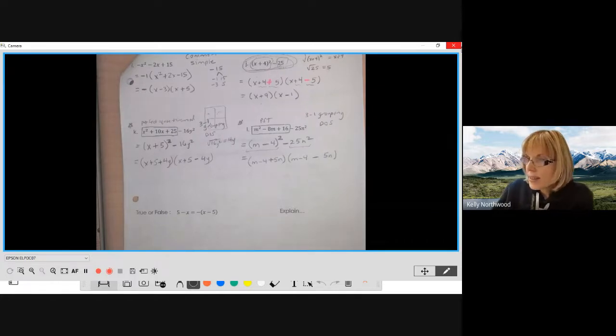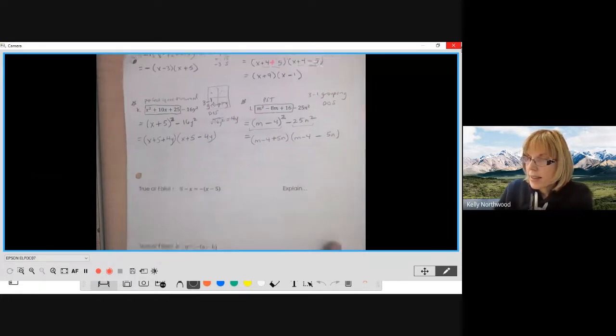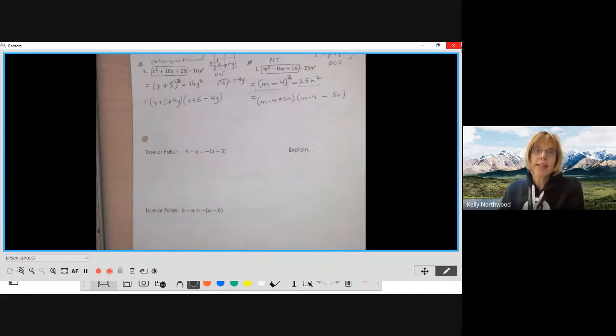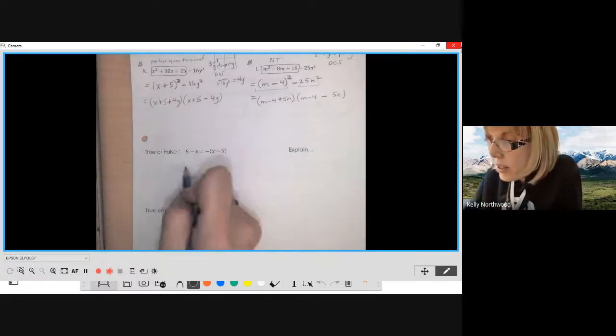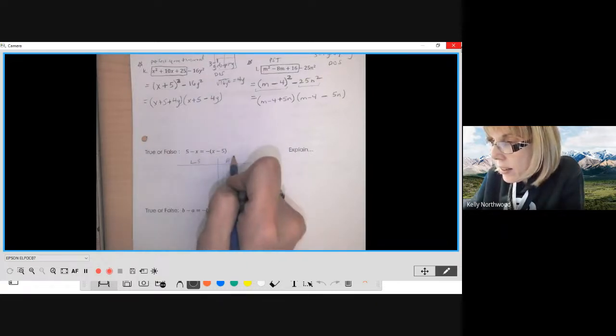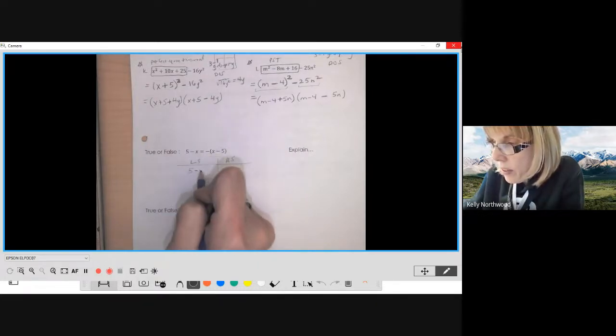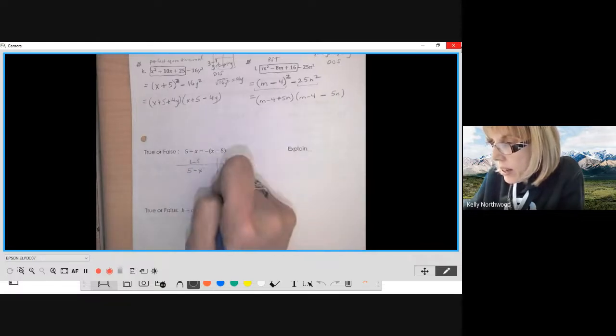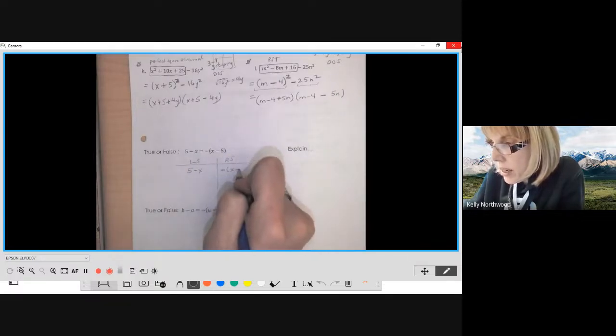All right, we're getting there, guys. Last question's important for the next lesson later today. True or false, does 5 minus x equal negative x minus 5? So let's do like a left side, right side. So on the left side, we have 5 minus x. On the right side, we have negative x minus 5.